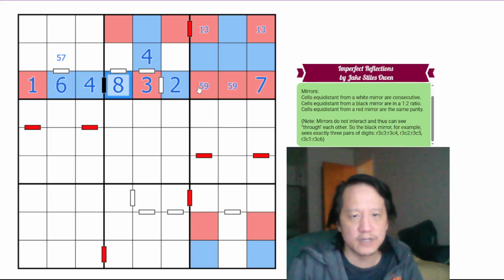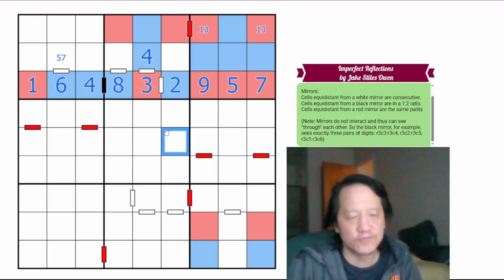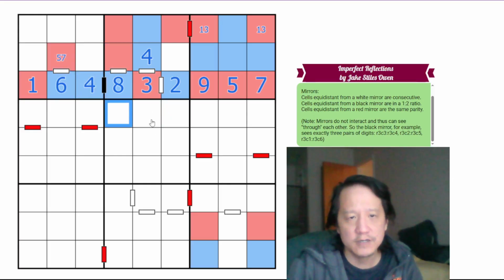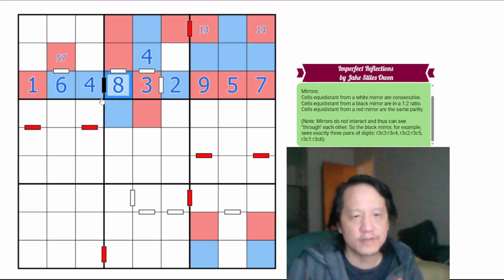8 has to be consecutive with 9. So this is 9. That's 5. 8 and this digit are consecutive. So this is odd. This is odd. This is even, even. So this must be odd, odd. This is odd, odd. So this must be even, even. And that's it for that.